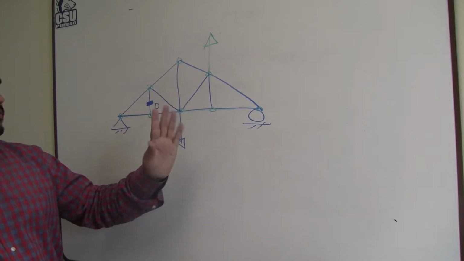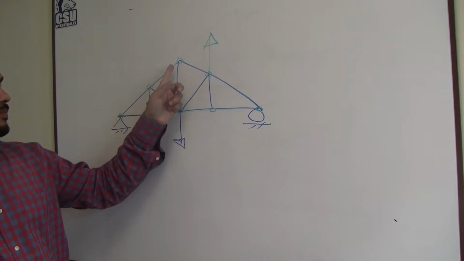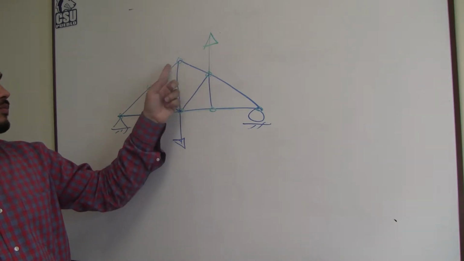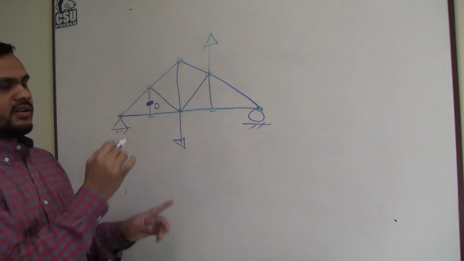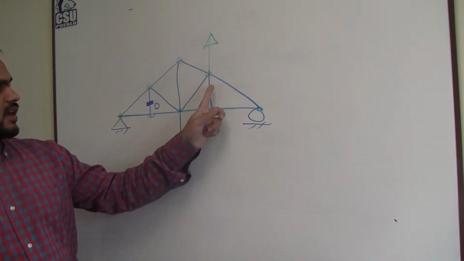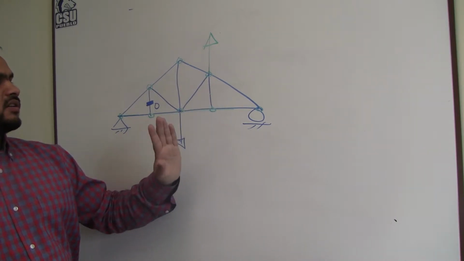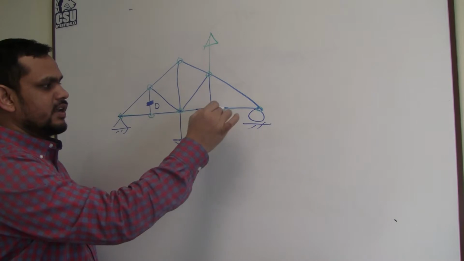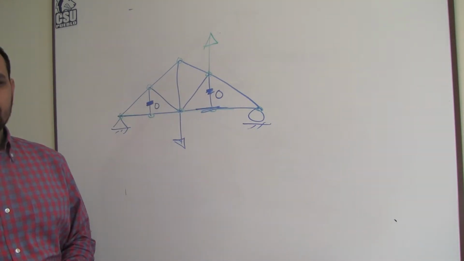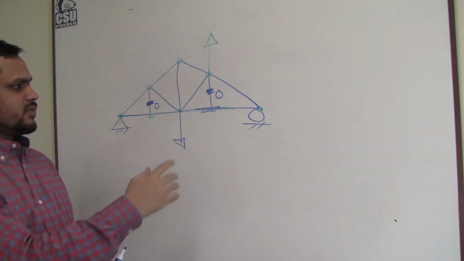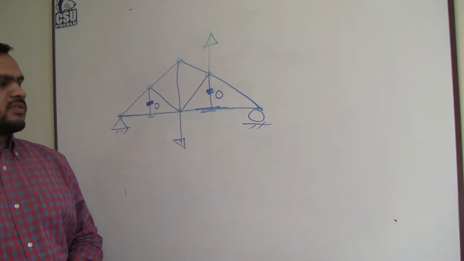Here there are many members, so we cannot decide here. 1, 2, 3. Three members form a joint, but no load, and two are linear, but here two are not linear. So we cannot decide from here. Here three members form a joint, no load, two are linear, third one is zero. So this is a zero force member. Once it is a zero force member, we can delete it if we like.